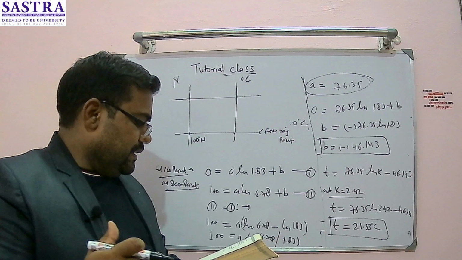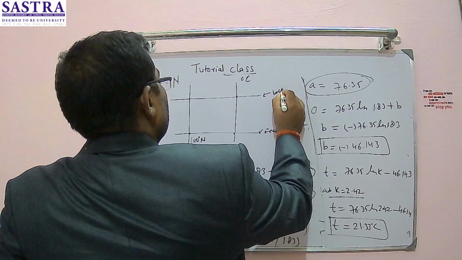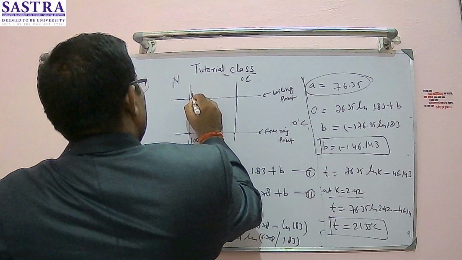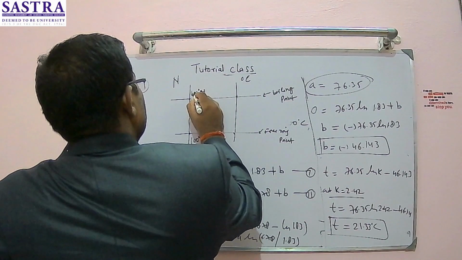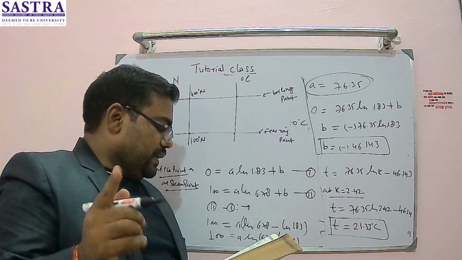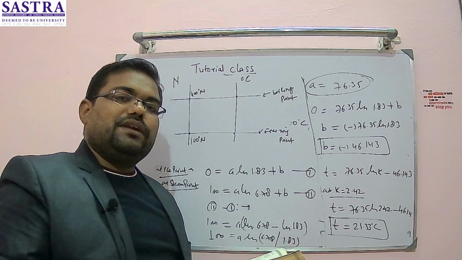This is given here, and boiling point is 400. This is the boiling point, given as 400 degree Newton. This is 100 Newton, that is 400 Newton. What is the temperature reading at this scale when temperature is 150 degrees Celsius?